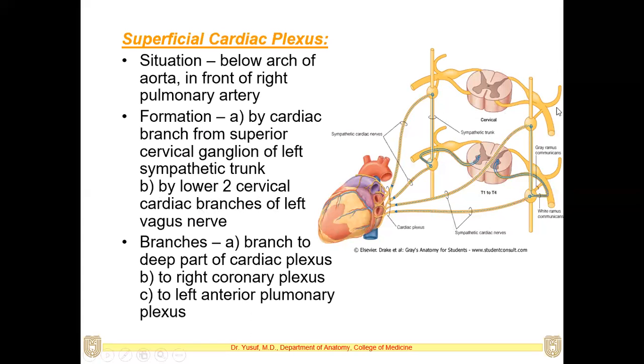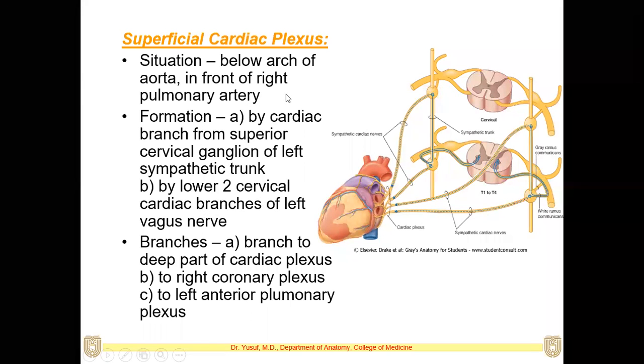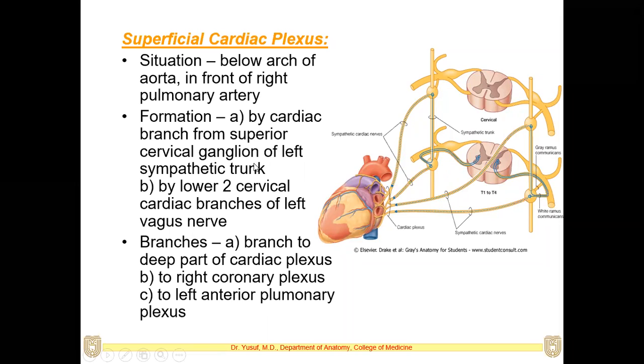Okay, so it is not shown here. This is more for the deep cardiac plexus than the superficial. This is formed by the vagus nerve as well as the superior cervical ganglion from the left side. So what are the branches coming from this plexus? They form a plexus and branch to the deep part of the cardiac plexus. So its branches will go to the deep cardiac plexus, to the right coronary plexus, as well as to the left anterior pulmonary plexus. So it will supply all these plexuses.